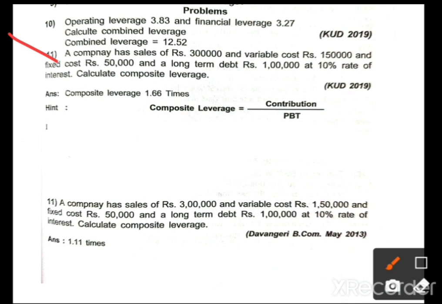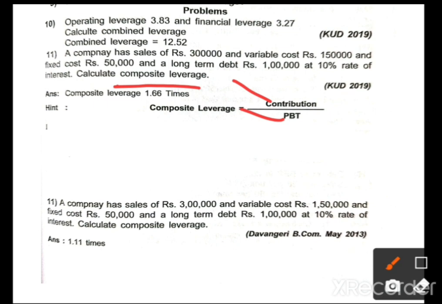A company has sales of rupees 3 lakh. Variable cost is 1,50,000. Fixed cost is 50,000. Long term debt is 1 lakh at the rate of 10% interest. Calculate composite leverage. Again, as per this problem, they are asking you to calculate a composite leverage. Composite leverage is nothing but again combined leverage. Before calculating the composite or combined leverage, as per the given information, the formula will be modified. According to this problem, the composite leverage is equal to contribution divided by PBT. But we do not have contribution, and we also don't know PBT. So first we have to identify PBT and contribution.